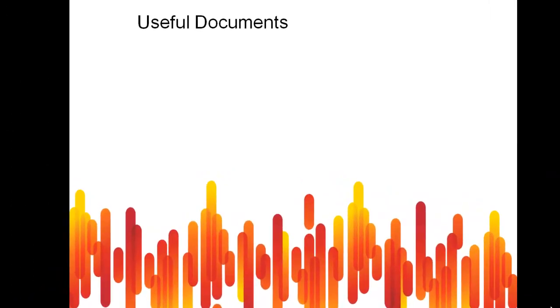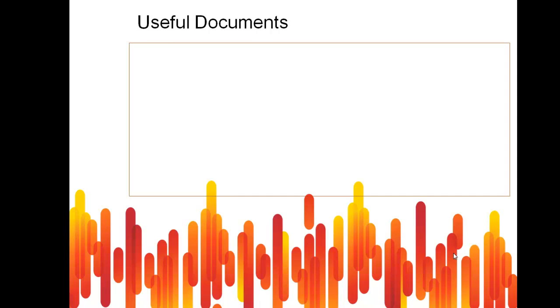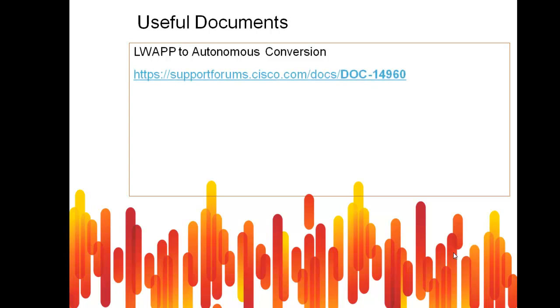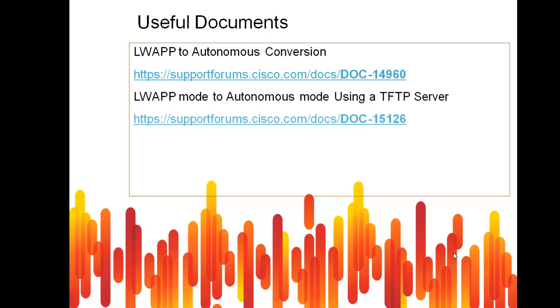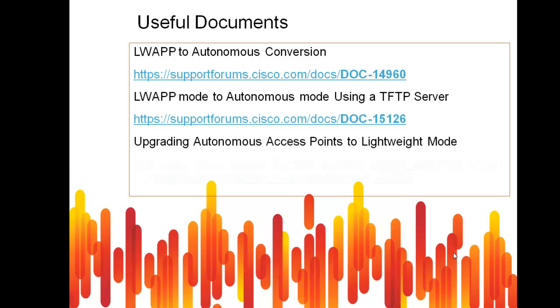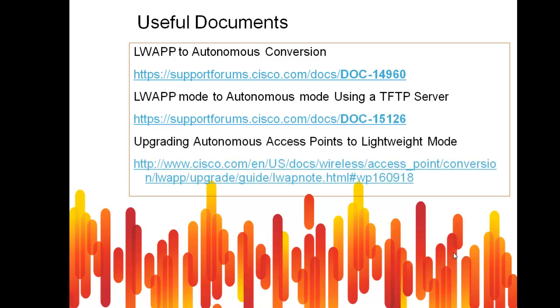You can also refer to some of the useful documents available on CSC. LWAPP to autonomous conversion, and the document ID is 14960. LWAPP mode to autonomous using TFTP server, 15126, and upgrading autonomous access point to lightweight mode on cisco.com.